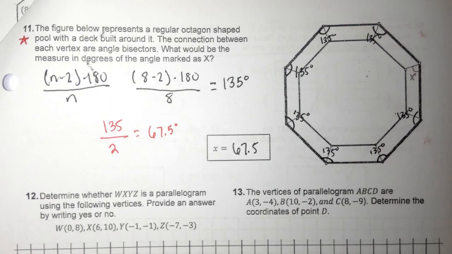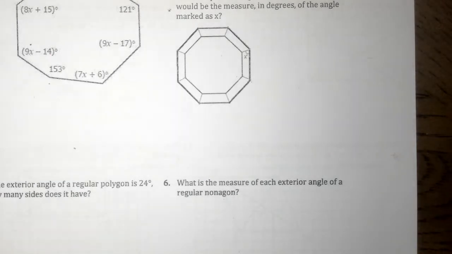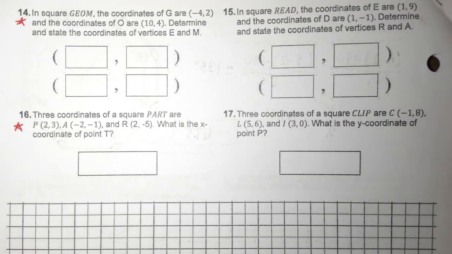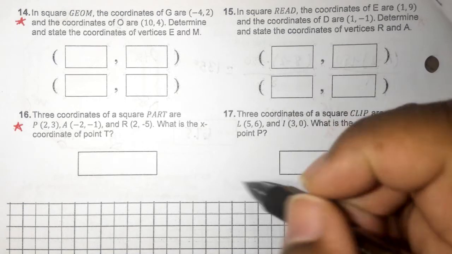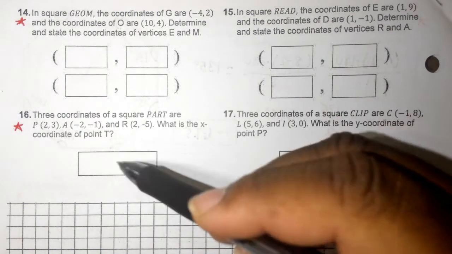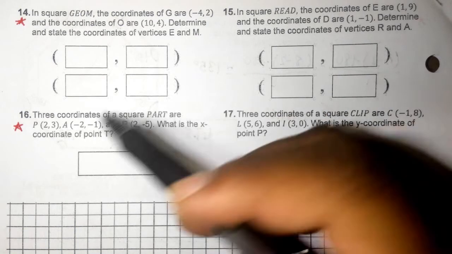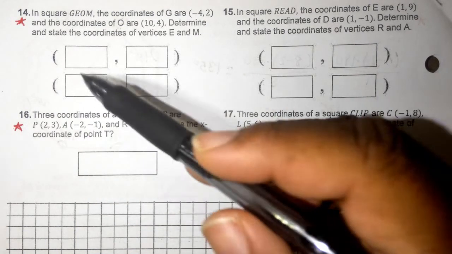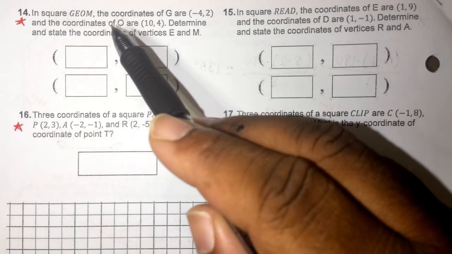Next one. Flip to the back. 14 and 16. 15 and 17 are just like 14 and 15. Just practice for you. I'm going to do these two with you. You can do these two on your own if you haven't done them already, which you probably should have already done.